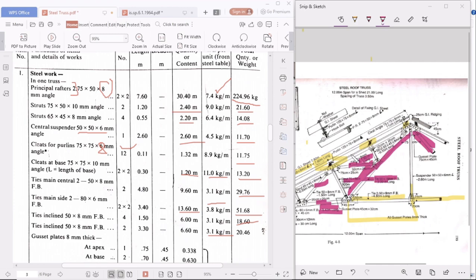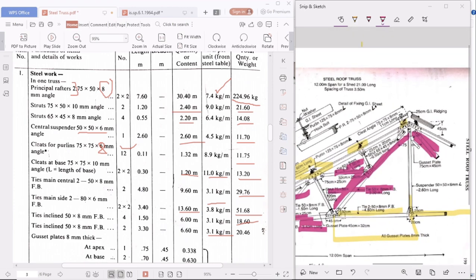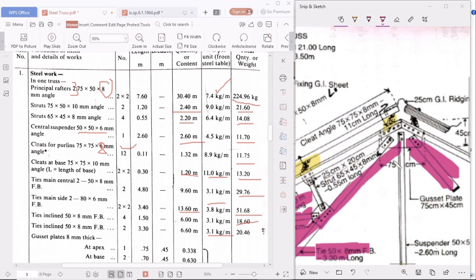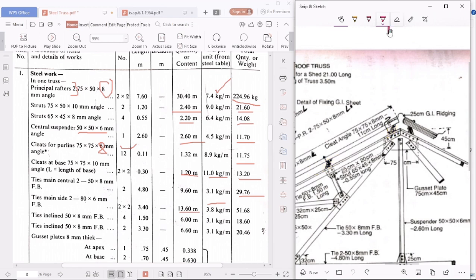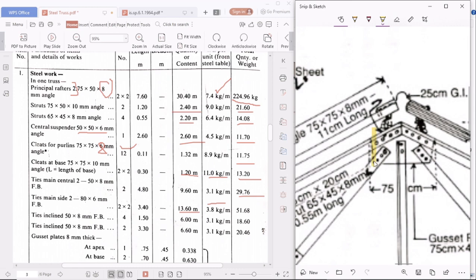So almost all the parts we have covered. Now we will go to the gusset plate. So see here, this one, the gusset plate. So these are the plates. I'll clear them all to show you the plates. So this is the plate. This which outline is there, no? So the gusset plate will be like this.